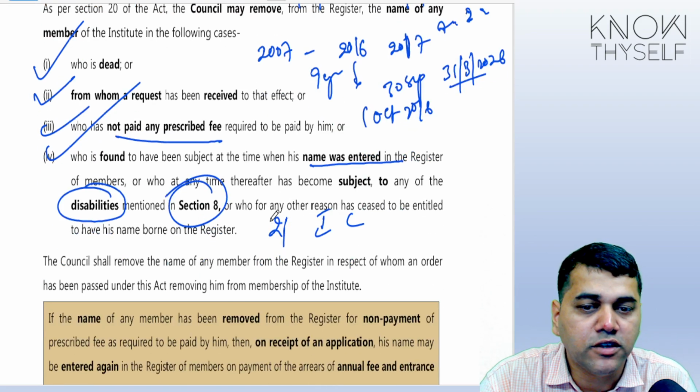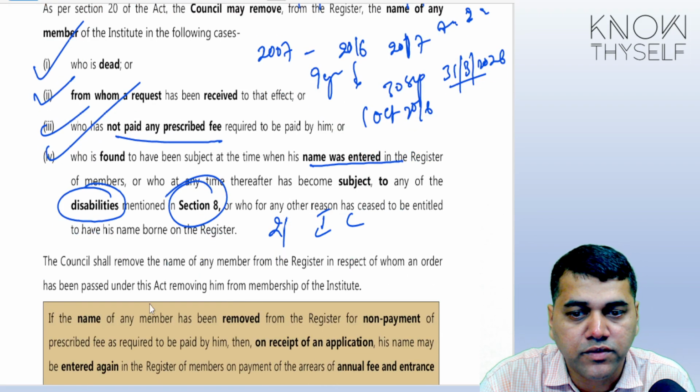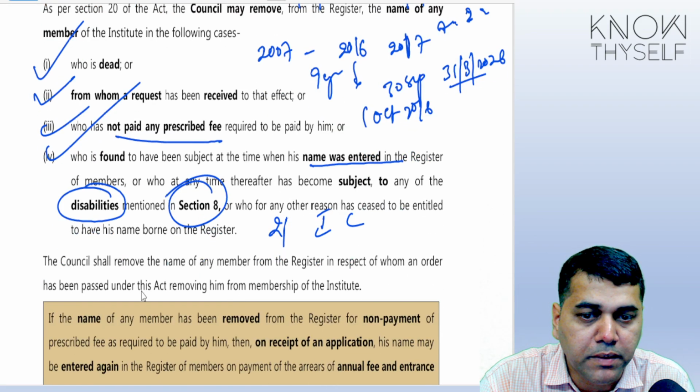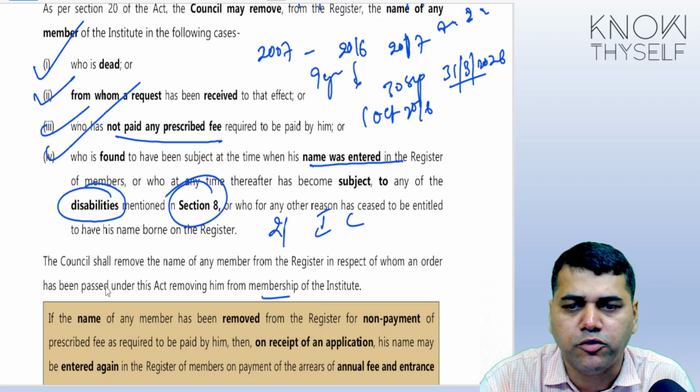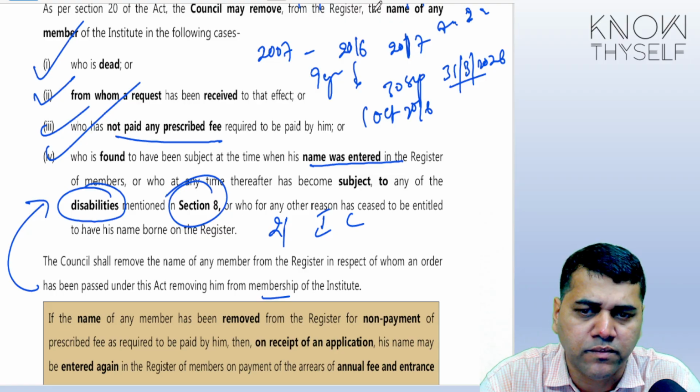Now the council shall remove the name of a member from the register against whom an order has been passed under the Act removing him from the membership. Okay, so that order is also going to come here.